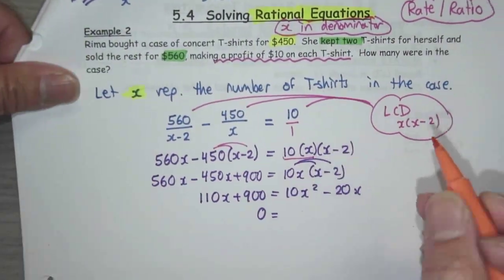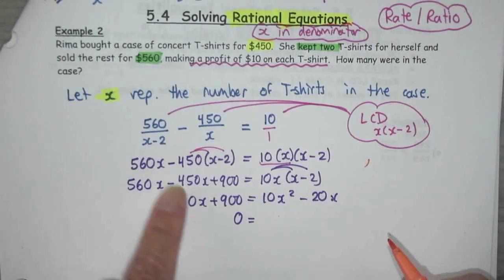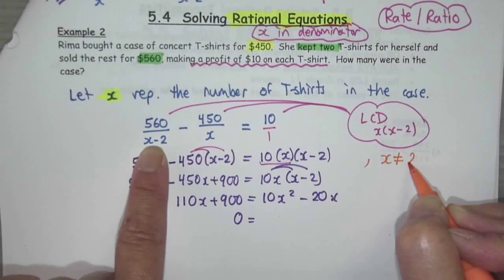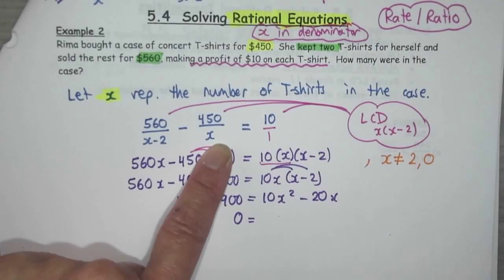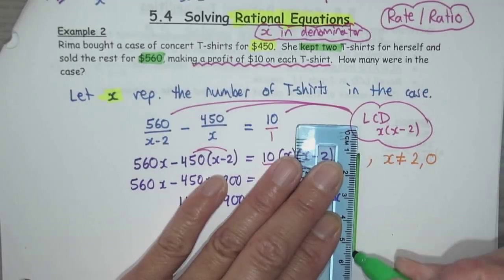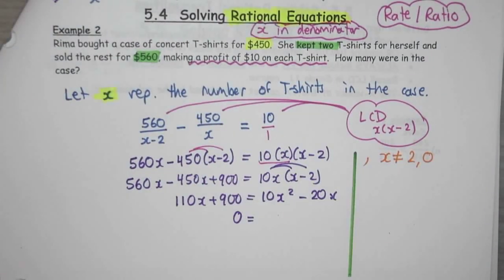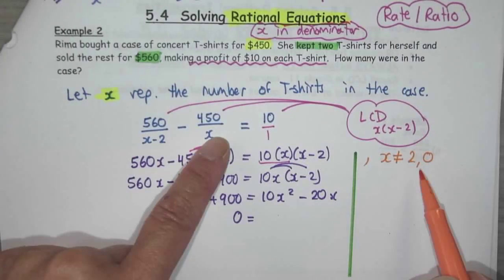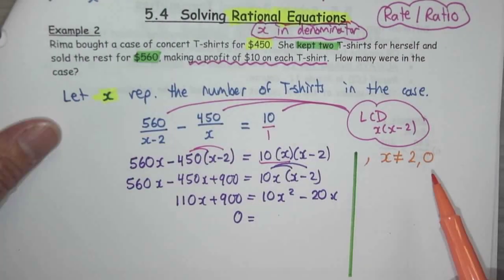So my restrictions in this case would be, I'll just do a comma over here, x cannot equal 2 and 0. So that's the mathematical restriction. Does that make sense? Mathematical restrictions are good. However, now you have to look at the context. So the mathematical restriction is not 2, not 0. Now look at the context.